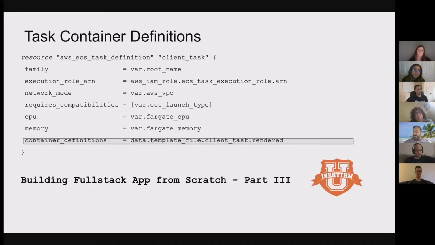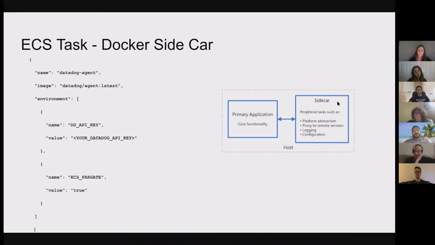For those that remember, and I doubt anybody does, I gave a talk a few months ago about building a full stack application from scratch, part 3. There was a container definition in that JSON, in the Terraform config file where it's rendering the container definition. So I figure this is the way to hook into it. And that's what Datadog actually suggested. They came up with this Docker sidecar approach.